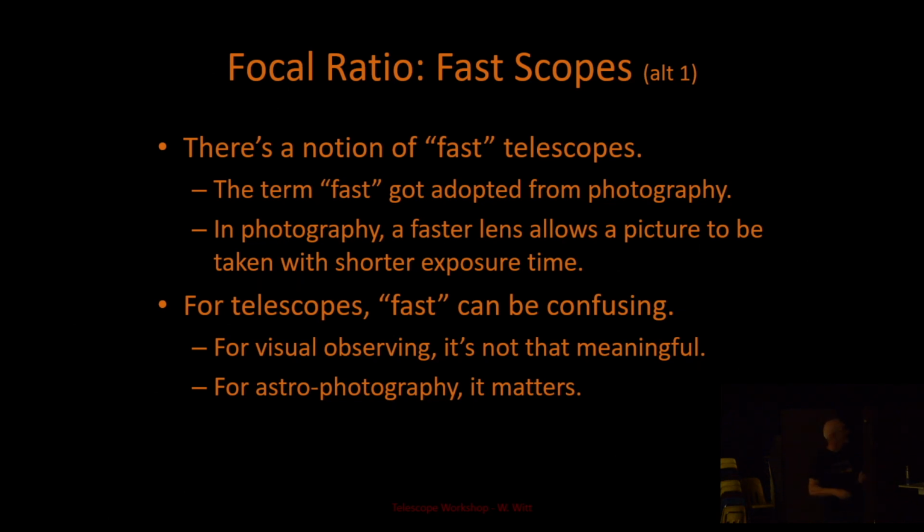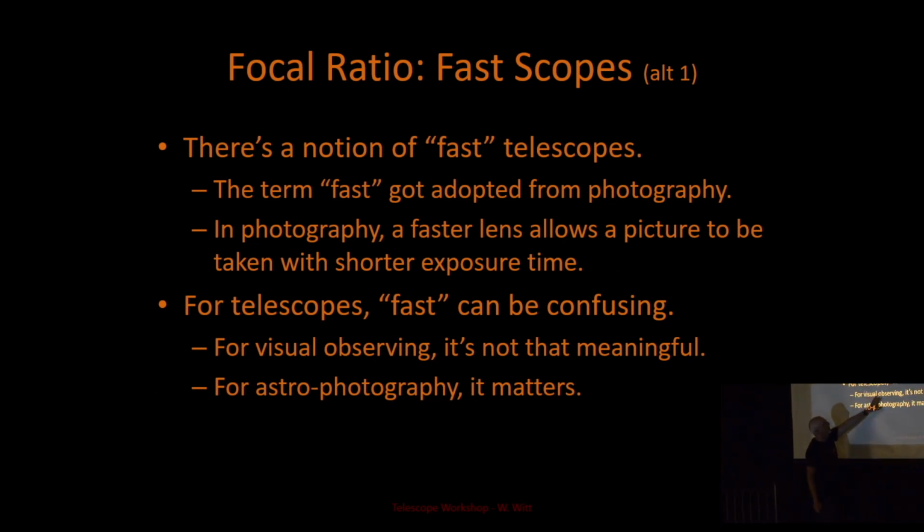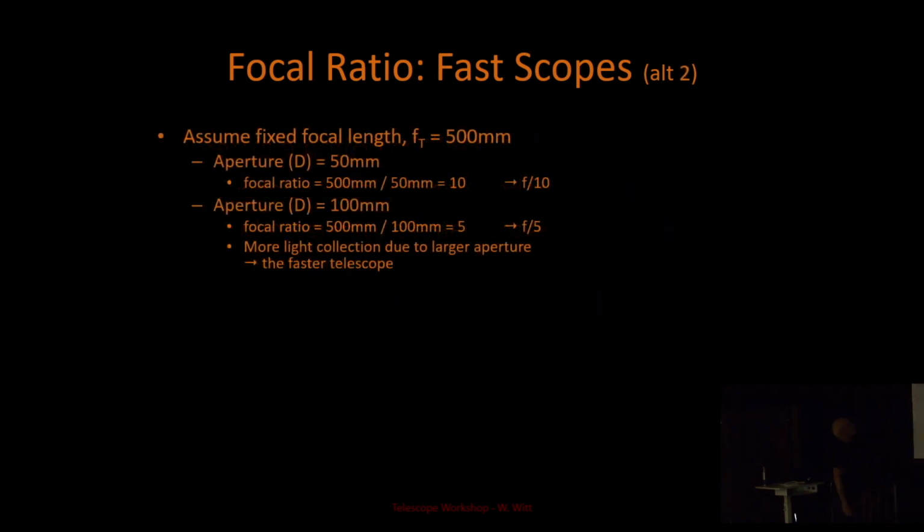That's the basic idea. Okay, but for telescopes, this can be confusing, right? For visual observing, it's not even that meaningful, so I would say don't even worry about it. If you're not doing astrophotography, you'll hear this term, fast telescope, but you know what? Screw it, don't sweat it too much. But for photography, this does matter. And so here's a couple examples, I guess, right?